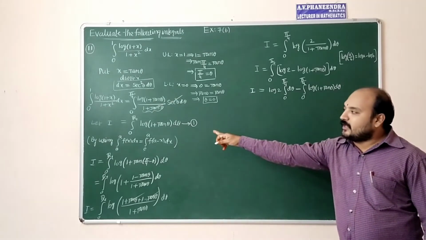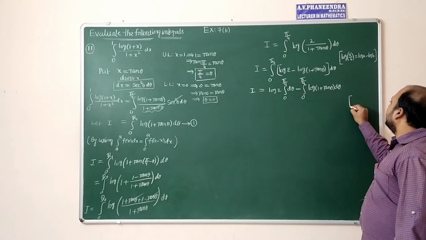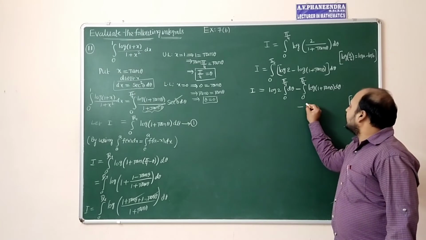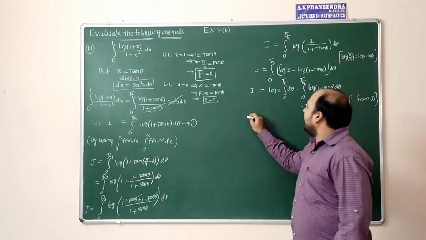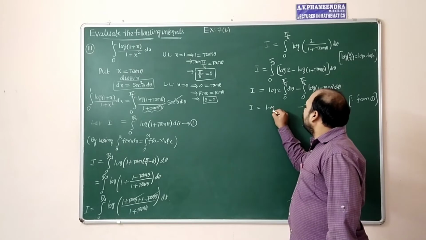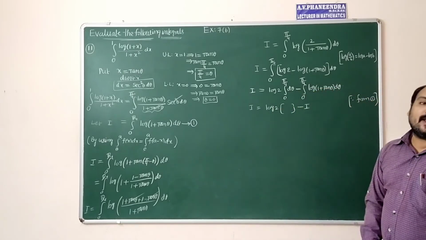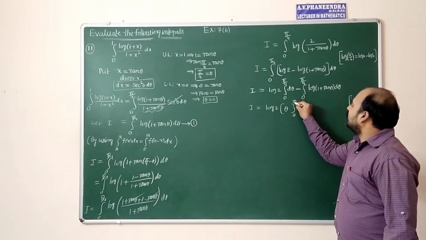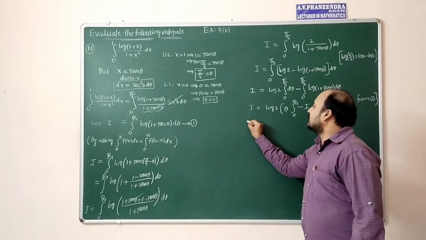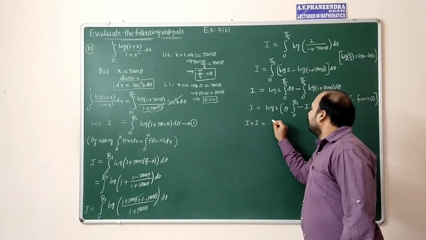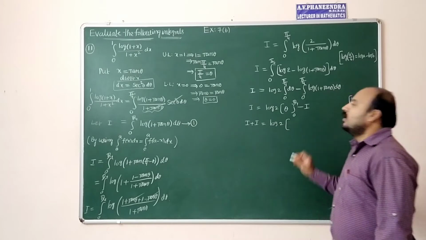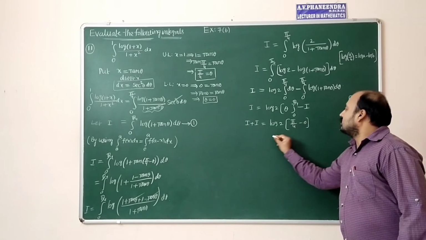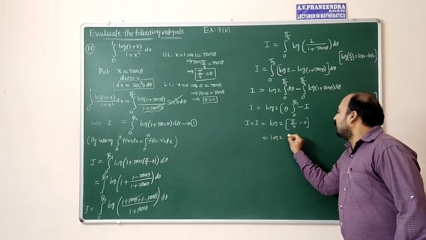Since from equation 1, in place of the second integral we have to replace with I equal to log 2. What is integral d theta? Integral dx is x, so integral d theta is theta. Applying the limit 0 to pi by 4, we can take the minus I this side: I plus I equals log 2 into upper limit minus lower limit, so pi by 4 minus 0, which is equal to log 2 into pi by 4.